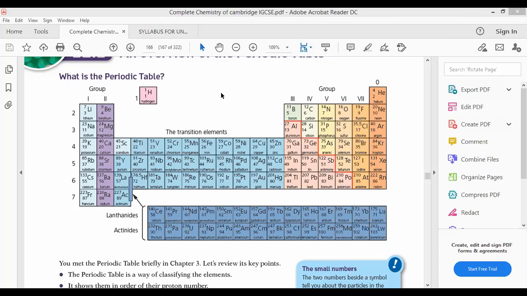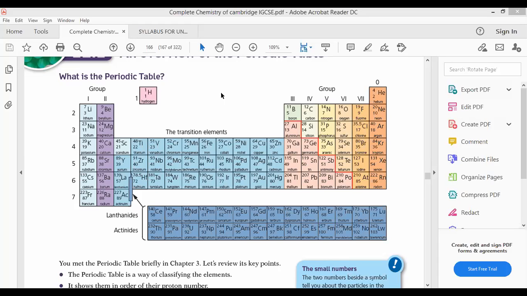Any question about this atomic number and mass number? Is it clear for you? These are the basic things I am going to cover today. Now, you know about the blocks: S, P, D, and F, four blocks. You know about the groups, periods, atomic number, and mass number. Any question till now?